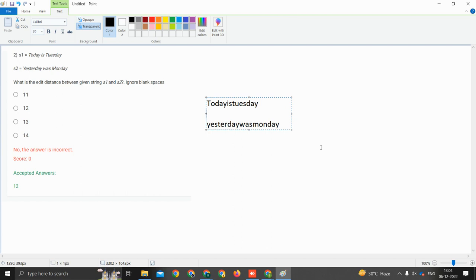Go ahead, Pooja. Firstly, here we insert Y. Let me take a different color. Inserting Y, E, S. Then T is already present, so I'll give a hyphen and skip it. Then E, skip it. R, then deleting O. That means that's also an operation, right?